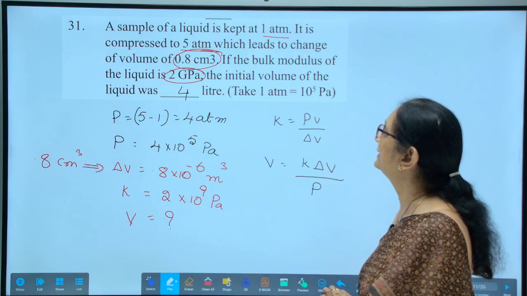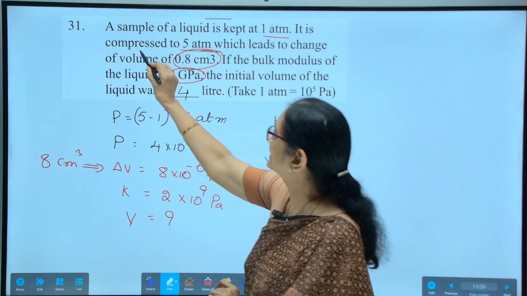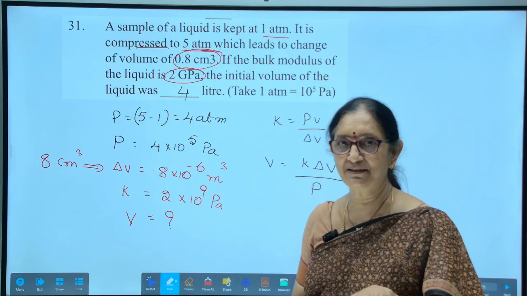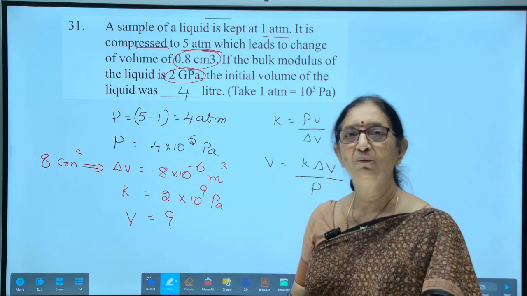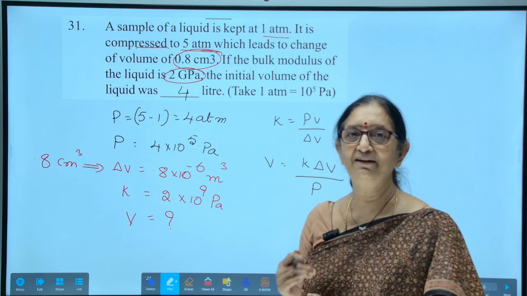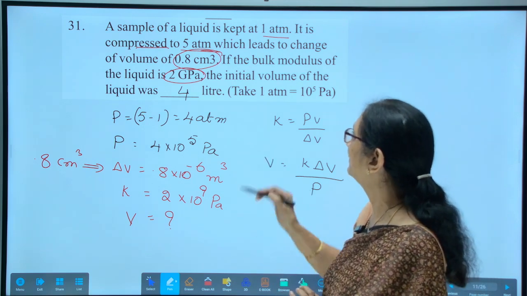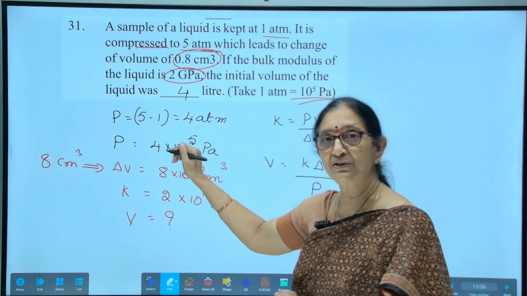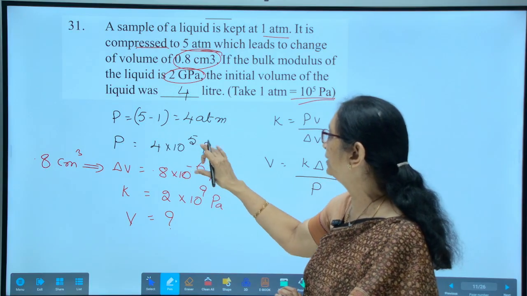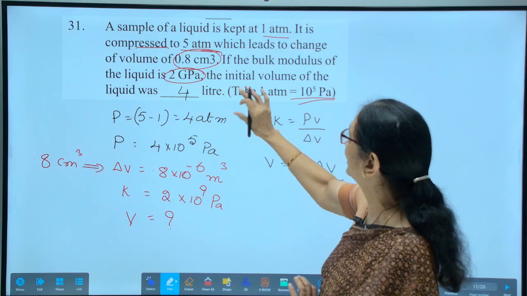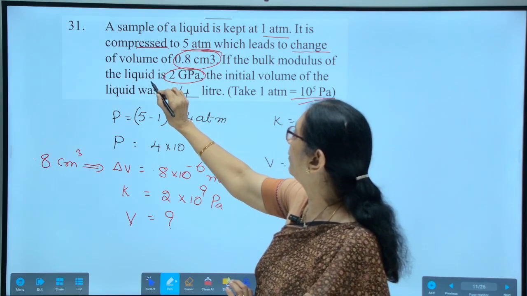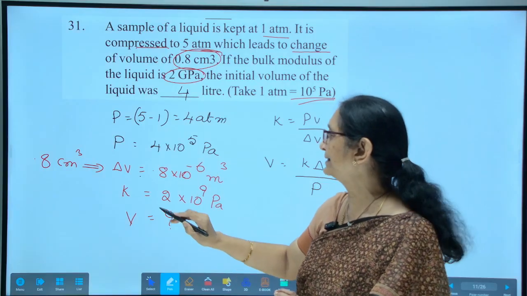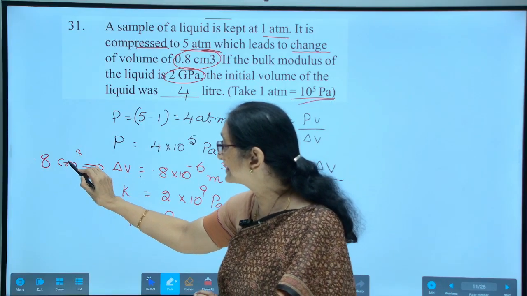A sample of liquid is kept at 1 atmosphere. It is compressed to 5 atmospheres. So what is the increase in pressure? Initial pressure is 1, final pressure is 5. It is 5 minus 1, that is 4 atmospheres. 1 atmosphere is 10 to the power of 5 pascals. So the additional pressure applied is 4 into 10 to the power of 5 pascals. Now look here, which leads to a change in volume of 0.8 centimeter cube. So change in volume is given as 0.8 centimeter cube.